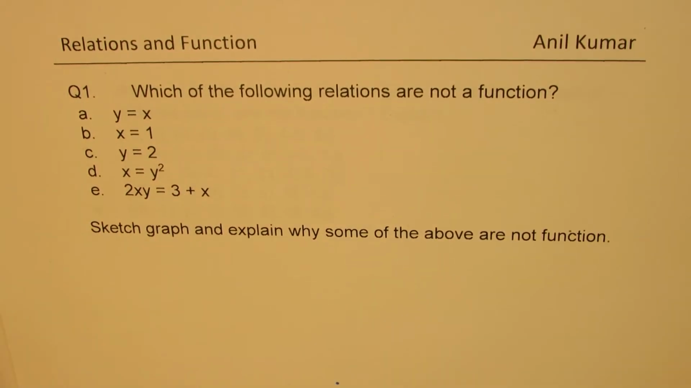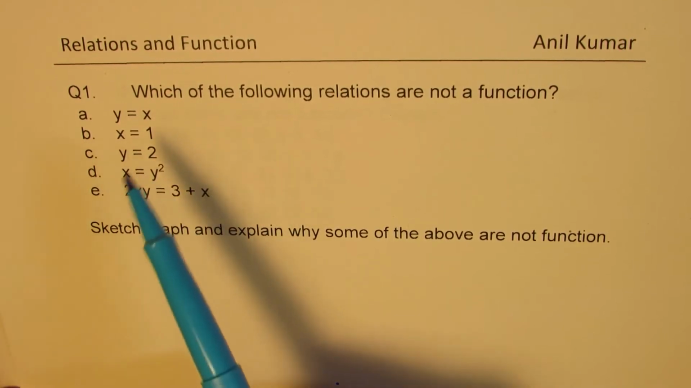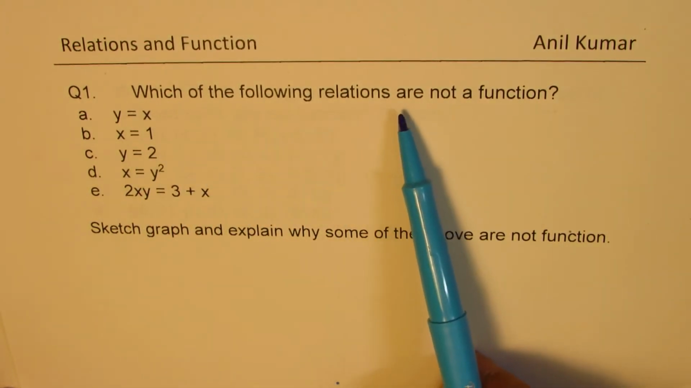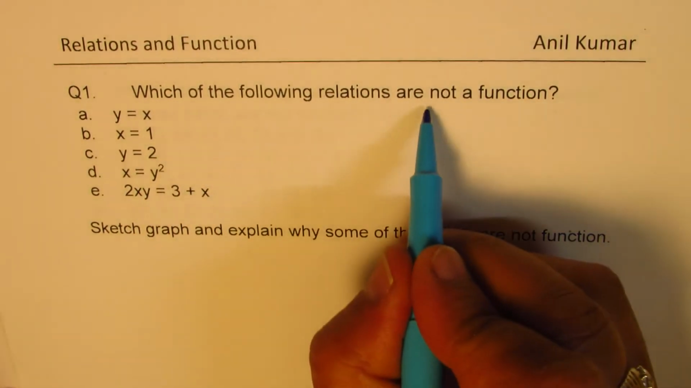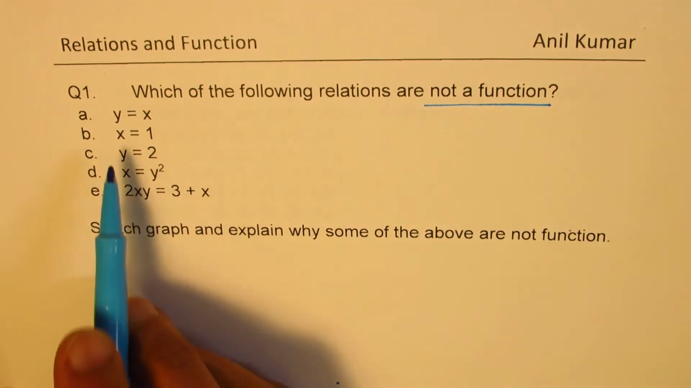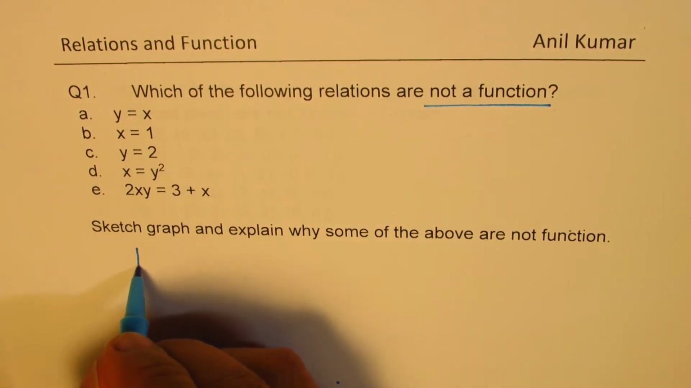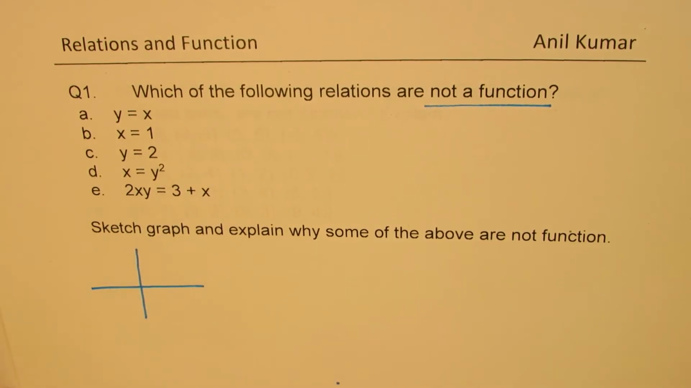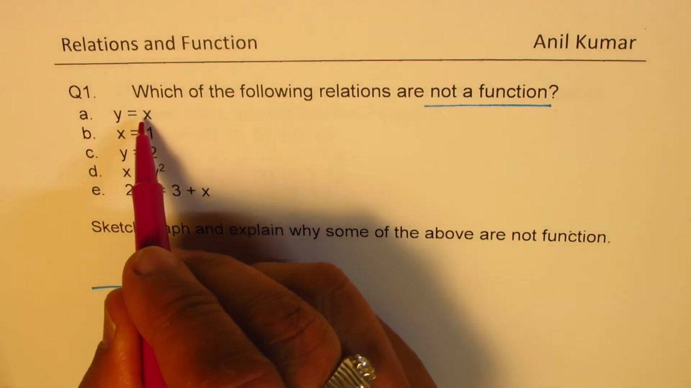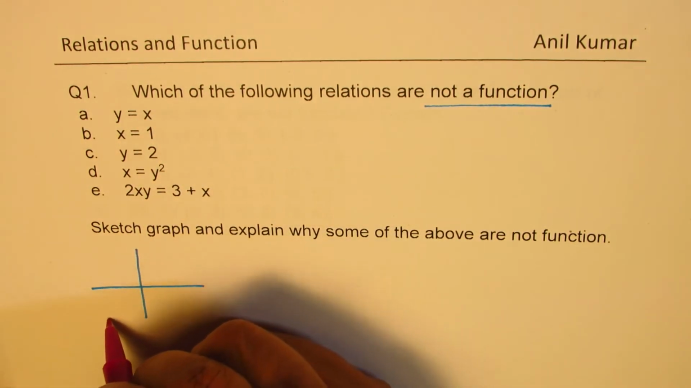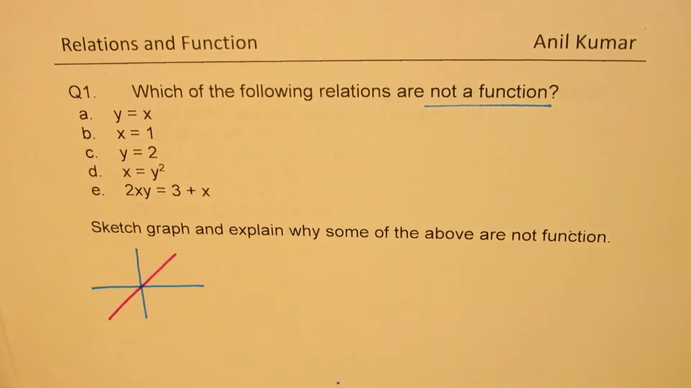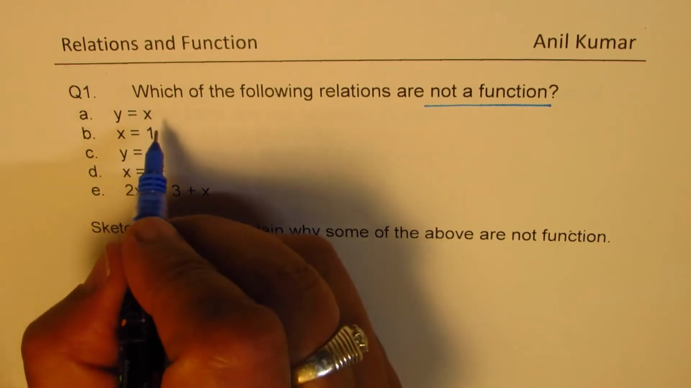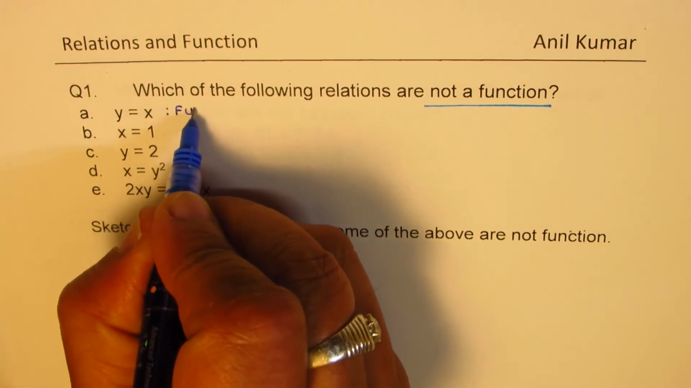Now let's try to answer the very first question, which is, which of the following relations are not a function? So we're looking for not a function. The first one is y equals x. It's kind of important for us to understand them and then answer. y equals x is a straight line which goes diagonally, right? Clearly, it passes the vertical line test, and we know this is a function, right? So this is a function.